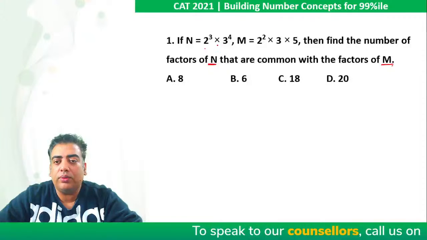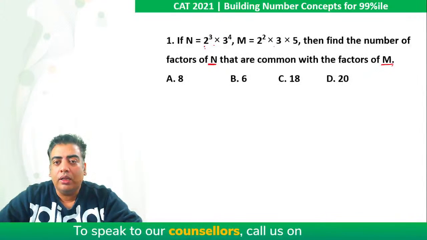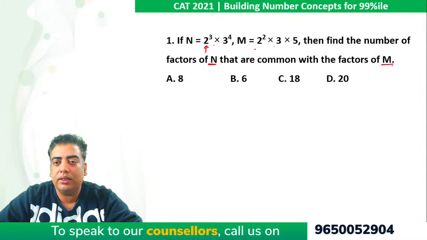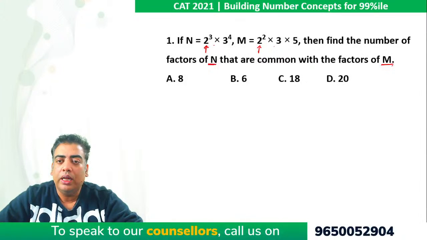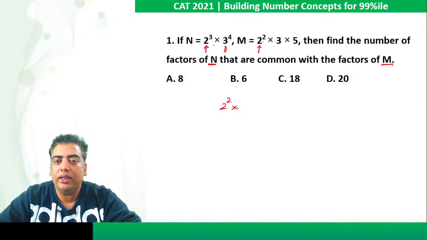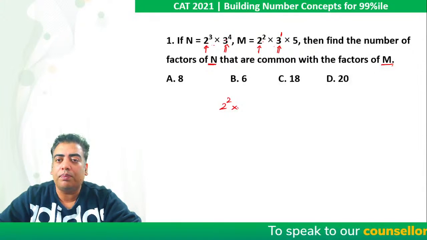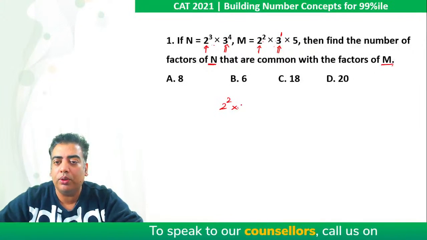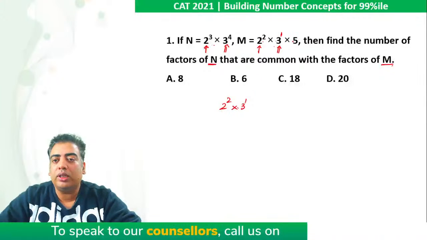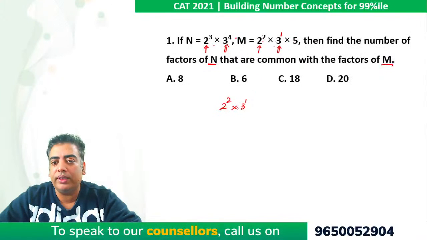So the factors of these two should be common. The power of 2 here is 3, the power of 2 there is 2. The only common part between the powers of 2 is 2 square. The power of 3 here is 4, the power of 3 here is only 1. So the power of 3 that is common among both is 1. The power of 5 is not common between them, so I cannot take any power of 5.